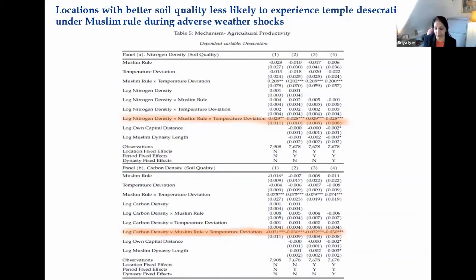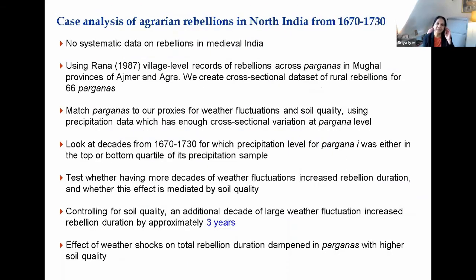Now, one of the theses that we're promoting in this project is that in some ways, this agricultural productivity is linked to rebellions, and that is actually causing these desecrations. And of course, for this particular period, which is the medieval period, there is no systematic data on rebellions in medieval India. Ideally, what we would have wanted was all the rebellions and all the agricultural productivity estimates for that period. So what we do is, within the paper, we do a case analysis using the data that is available, which is essentially one study by Rana, who has village-level records of rebellions across Parganas and Mughal provinces of Ajmer and Agra.